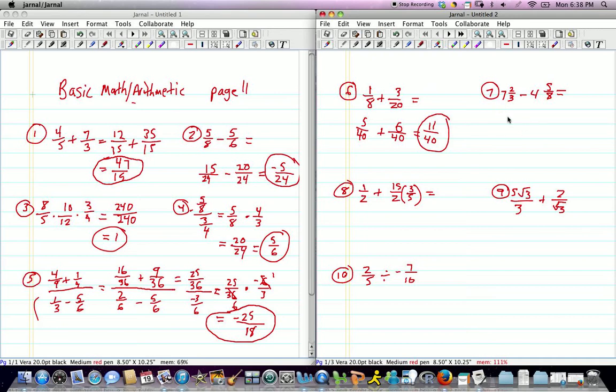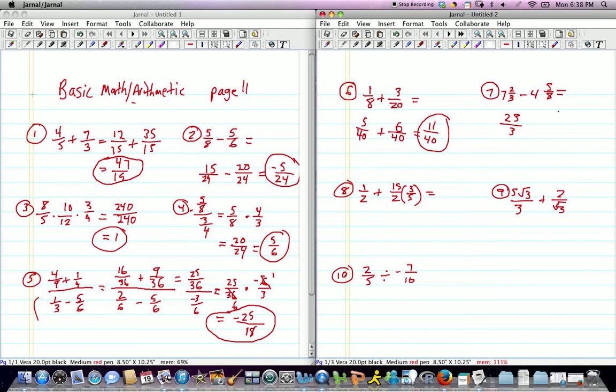And the way that we do that is we take the big number here, 7, times the denominator, 3. That gives me 21. Then we add it to this 2, gives me 23. So we get 23, and we keep the 3 that was originally in the denominator. So we can say that 7 2/3 is the same thing as 23 over 3.